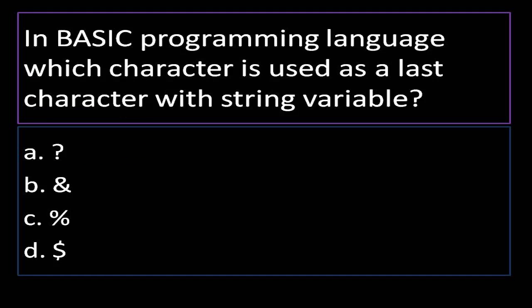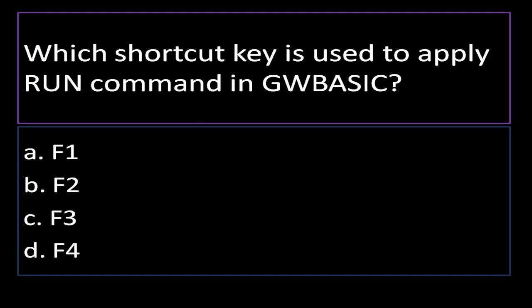In basic programming language, which character is used as a last character with string variable? Option A question mark, option B ampersand, option C percentage, option D dollar sign. And the right answer is option D dollar sign. Which shortcut key is used to apply run command in GW Basic? Option A F1, option B F2, option C F3, option D F4. And the right answer is option B F2.